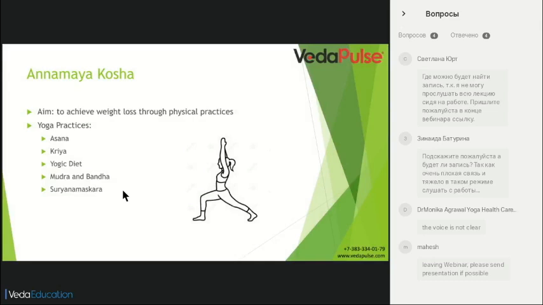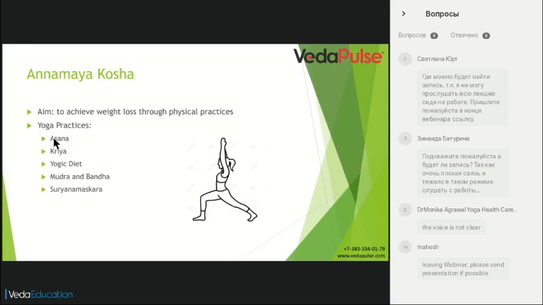И для физического уровня, того, который питается непосредственно пищей, и тот, который несет на себе все ожирение, у нас предусмотрены различные упражнения йоги. So we have got the aim of doing yoga practices at the physical level is to achieve weight loss through physical practices. Получается, чтобы справиться с проблемой на физическом уровне, у нас есть ряд физических практик, упражнений, которые выполняются для потери веса.